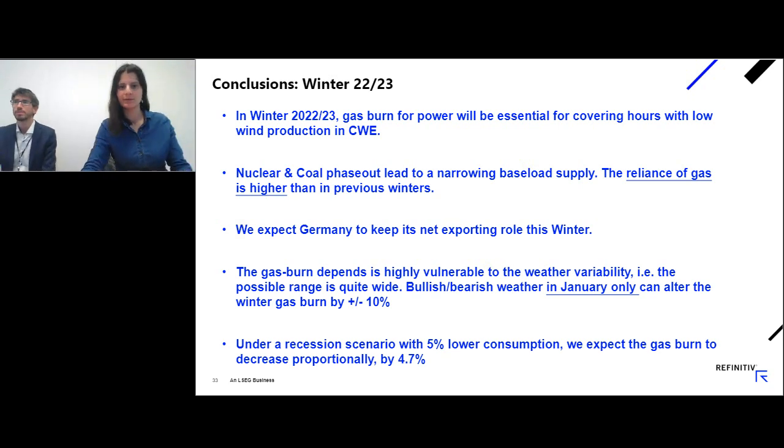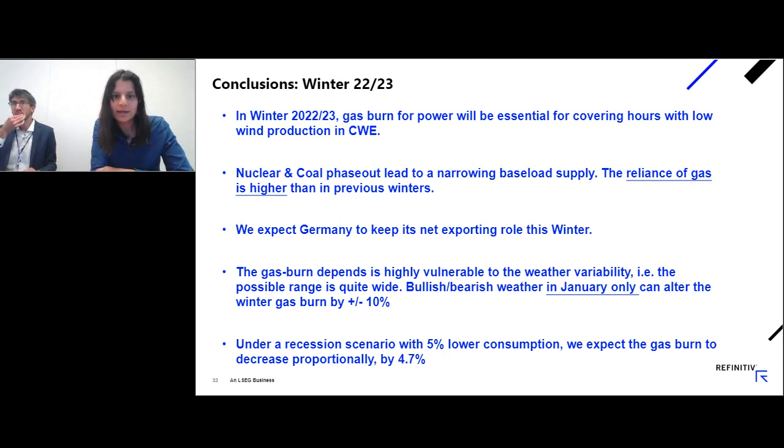Good. Okay, so if we summarize today, starting from our winter outlook, the important takeaways are that yes, we will need gas, and most likely more gas than in the previous 2 years for this winter, because we have a smaller baseload supply. We also, at the same time, expect Germany to be a net exporter despite the lower supply of baseload power all throughout the winter in pretty much every possible weather scenario.